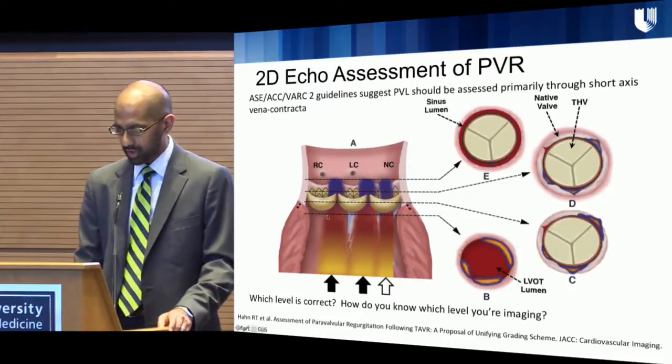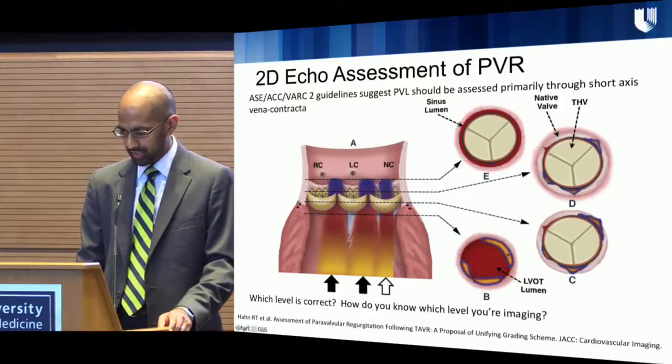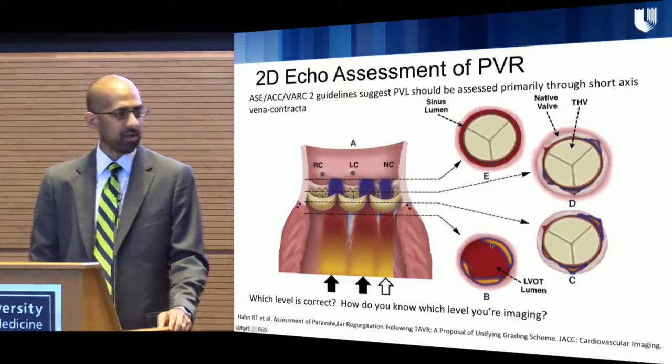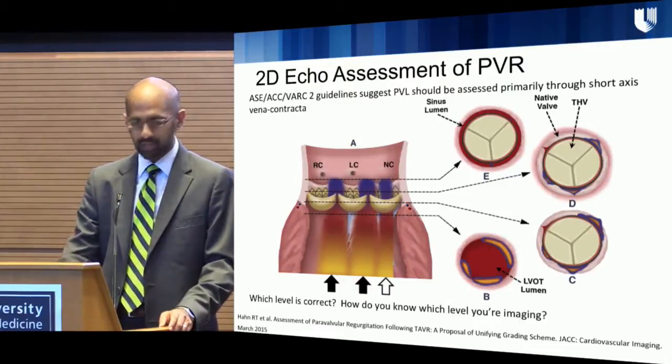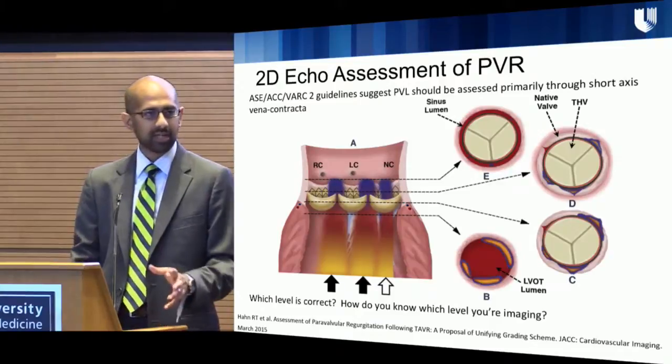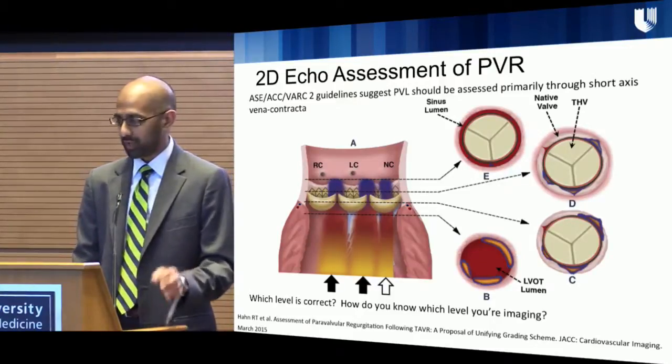And this is important because the amount of regurgitation you'll see, look for the blue areas here. This is up high, just a little bit of blue. As we get lower, more blue area. And when you get into the LVOT, it gets bigger and bigger. And we know that the grading of PVL is supposed to be done by how much of this clock face is taken up by the blue in this image. So you really do need to know exactly where you are.